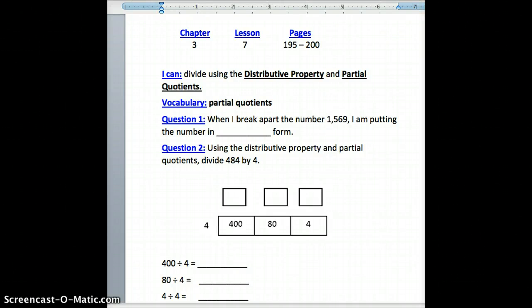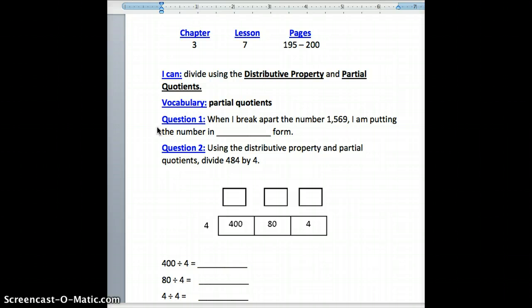Today's lesson is Chapter 3, Lesson 7, on pages 195 through 200. Our objective is I can divide using the distributive property and partial quotients. Vocabulary is partial quotients.